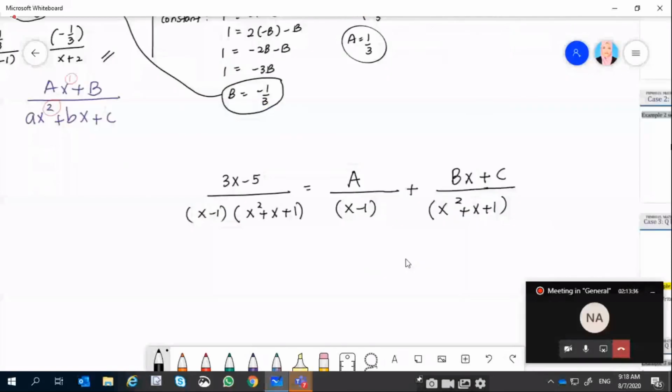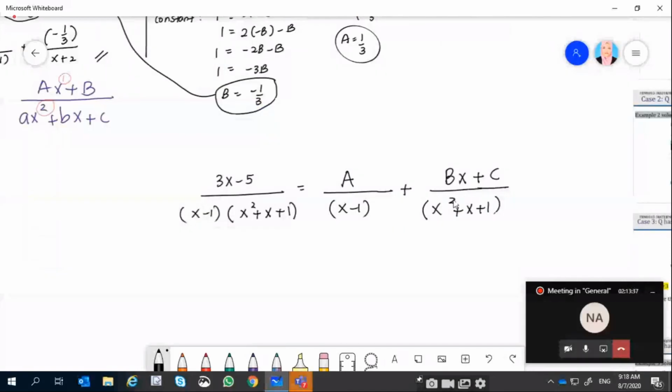So for example 3 here, the degree at the numerator is 1, so the numerator part, the top part, is 1.